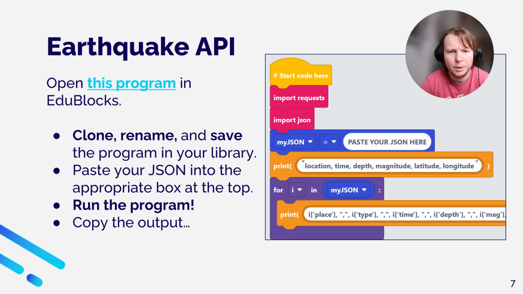In EduBox, we've got a program ready to go for you. It's going to take in that JSON that students just created from our converter program. It's going to grab a couple key pieces of information. These are location, time, depth, magnitude, latitude, and longitude. There's something a little bit weird about this code that you might notice, which is that place and type are actually two variables in the data set, but location is only one. The way this data set stores information, those two will actually get merged.